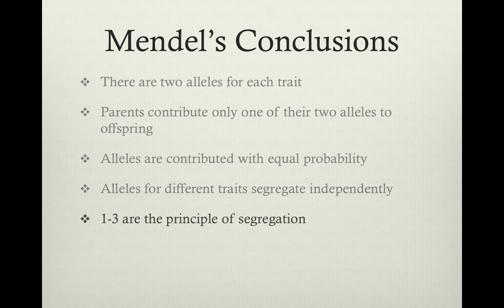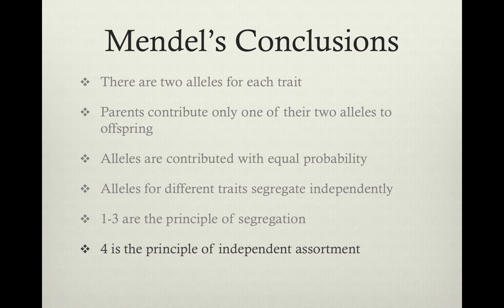1 through 3 are the principles of segregation, and 4 is the principle of independent assortment. So we segregate the alleles from our parents and their gametes. We inherit one of those. Traits are inherited independently.